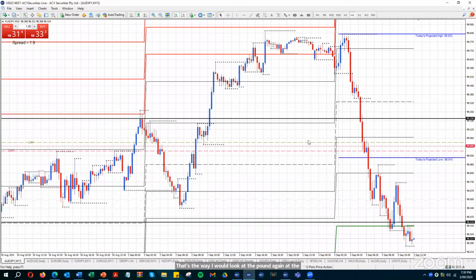Aussie yen. Was surprised to see a strong sell-off today, but the Aussie dollar's been selling off. So pound yen's been moving down because the pound dollar's moving down. Euro yen's moving down because the euro dollar's moving down. And the Aussie yen's moving down because the Aussie dollar's moving down.